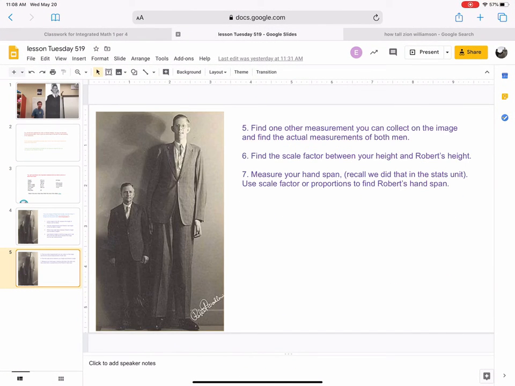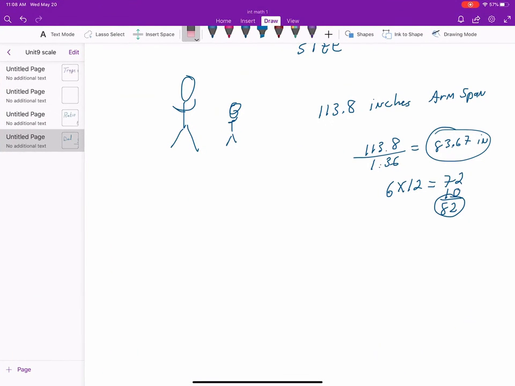So you were doing some other collecting of measurements. All right, you can look at, we talked about hand spans and seeing what that is, and getting a feeling for how much Robert's hand span is. And that's, again, going off the idea that you are similar, okay? So it really does make a difference whether you're similar or not.